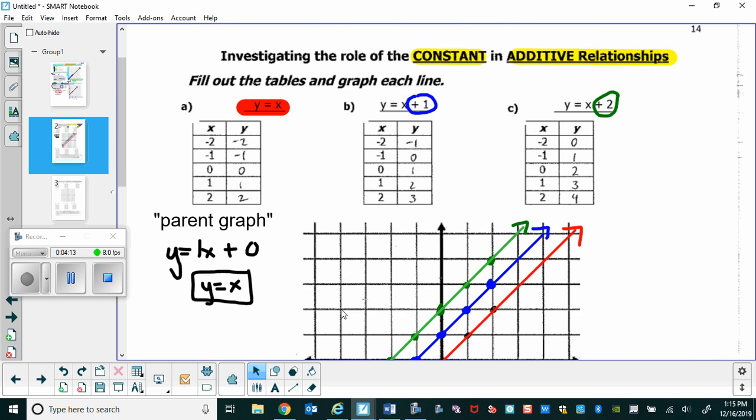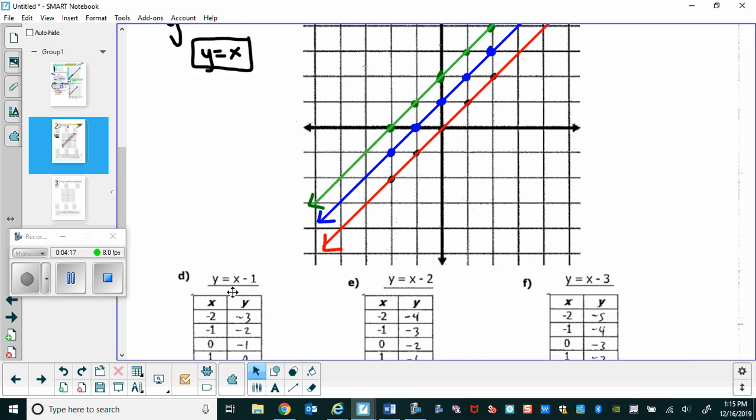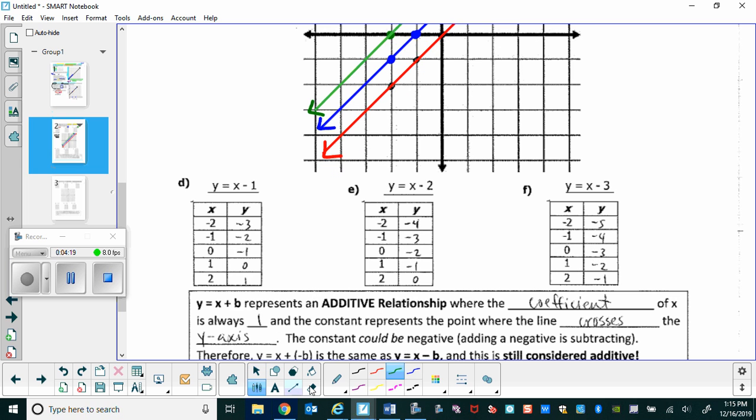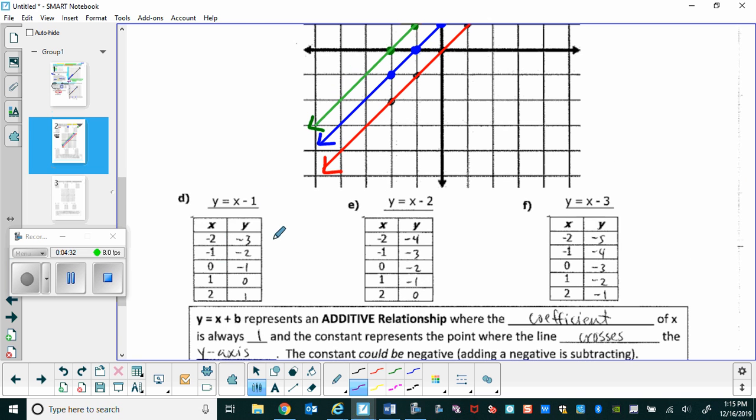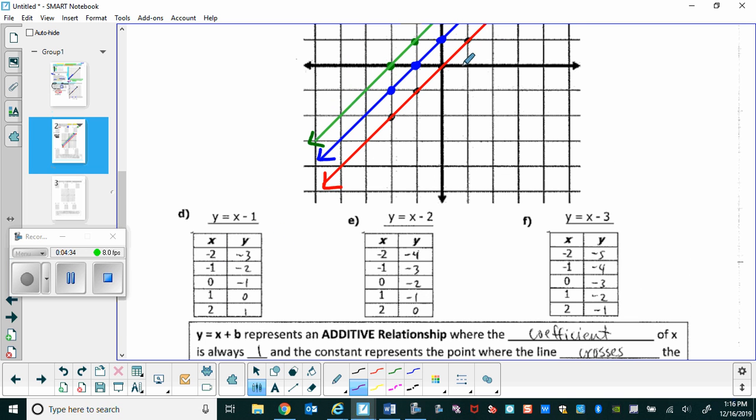So if the positive constant moved it up, you can make a prediction for what's going to happen here with the negative. Now again, first thing I did was fill out the table of values, and I simply took away 1. So -2 minus 1, then I did -1, -1, -1, -1. All right, so now we're going to plot these in purple. So I'm going to move over 2, down 3. That's the first point. Then I'm going to move over 1, down 2.